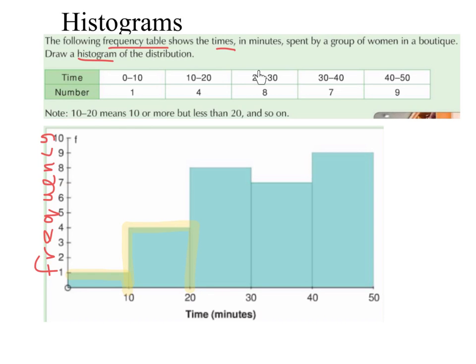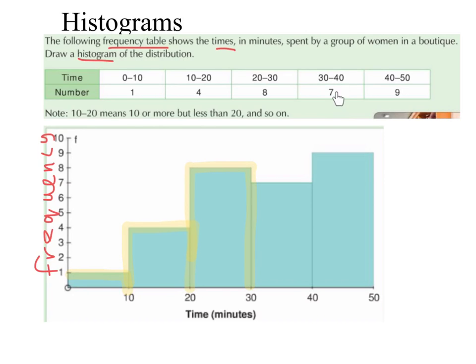Then in our interval from 20 to 30, we're going up as far as 8. So at 20, we draw a line straight up until we're level with 8 on our frequency axis. And then we draw a line across until we're level with 30, and we draw a line down.